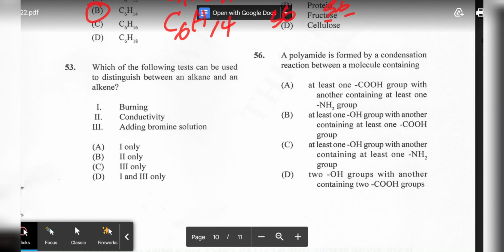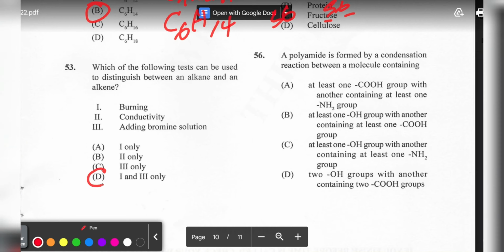All right. Adding bromine solution. Yes, if you add bromine solution. So let's say you have both substances, and you add bromine to them in the dark. Bromine would only react with the alkene, right? Because for the reaction with the alkane, you need light. So your answer here is going to be 1 and 3, which is D. Okay. So we go on again.